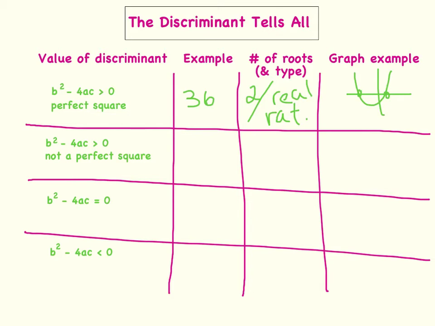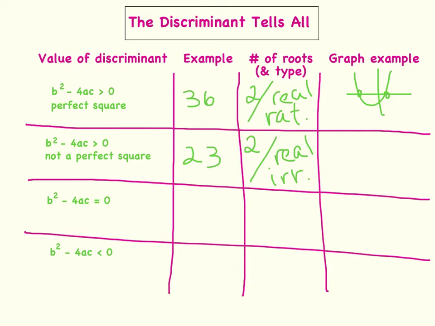Now let's look at the discriminant that is greater than 0 but not a perfect square. An example of this could be 23. 23 is greater than 0, but it is not a perfect square. Now, with this type of discriminant, we will have 2 roots, and they will be real roots, but they are considered irrational because they are not perfect squares. And here again, I'm abbreviating the word irrational.